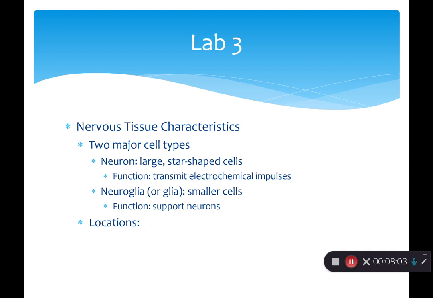Now we have nervous tissue in the brain, spinal cord, and then in some of our sensory organs and in nerves. But our 2 main locations are the brain and the spinal cord. There we go.